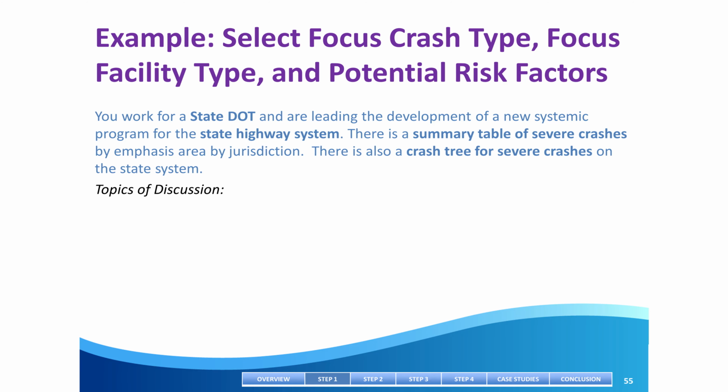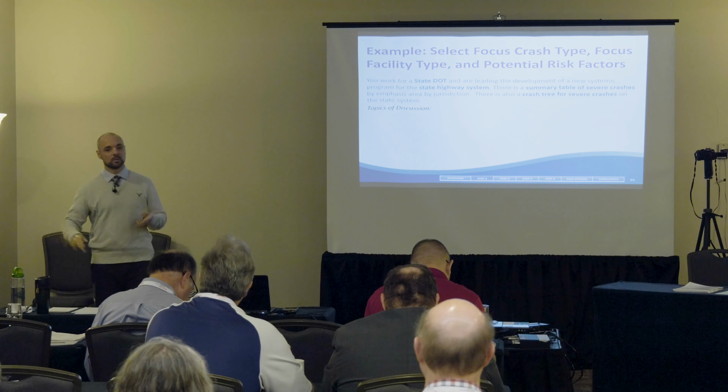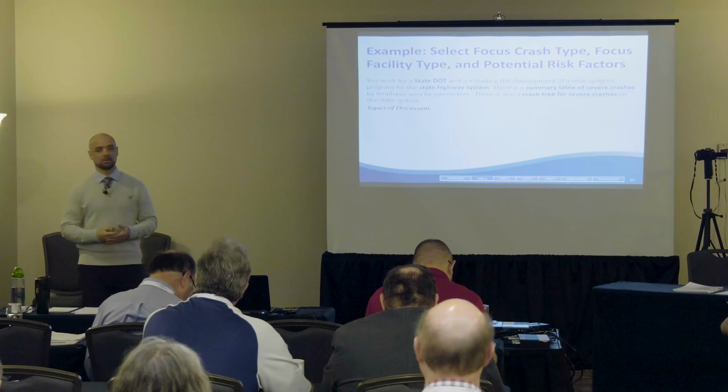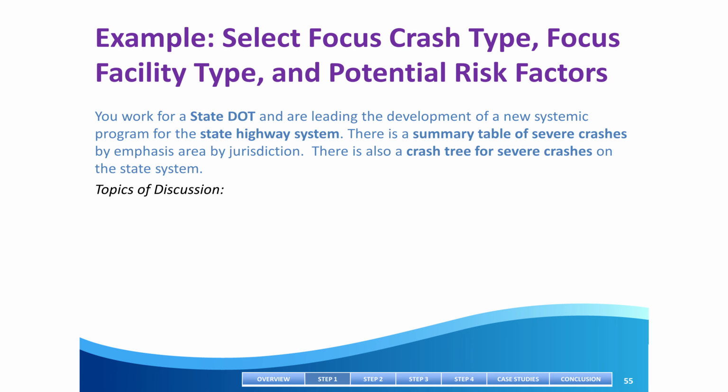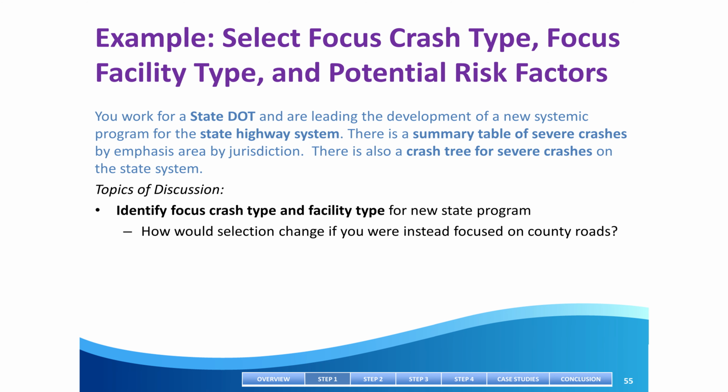So these next few slides are an example, and then we're going to go and do an activity, and the activity mimics this example. So I'm going to walk through the example first. If you have questions, let me know. For this example, the first thing we want to do, we're going to start off with our focus crash type. So 3 things we want to do: 1, identify the focus crash type, 2, identify the focus facility type, and 3, identify potential risk factors. In the next activity, we'll go into assessing those risk factors and looking at the charts a little bit closer. But the first step is pretty straightforward. We want to identify the focus crash and facility type.